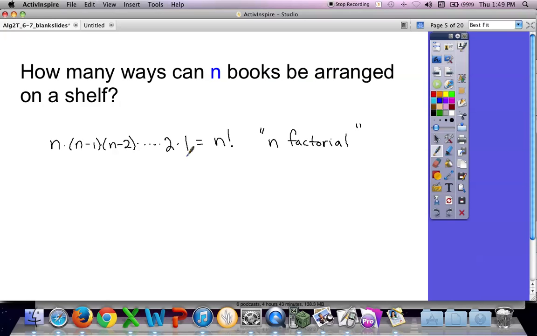When you do that kind of thing, you write that like this, n and an exclamation point, which is called factorial, n factorial. N factorial, like 5 factorial means 5 times 4 times 3 times 2 times 1. That's what the exclamation point means.